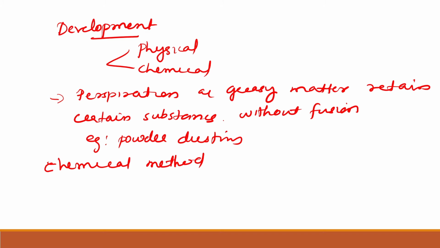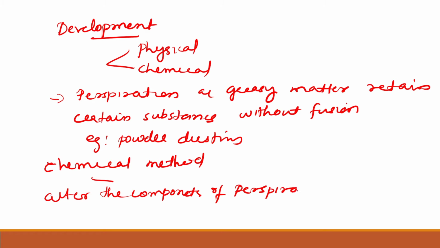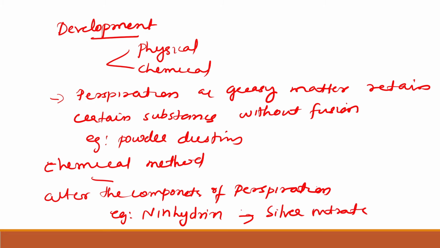And chemical techniques alter the components of perspiration, directly causing a reaction giving rise to certain coloration. For example, ninhydrin and silver nitrate. So there are two chemical methods, ninhydrin and silver nitrate.